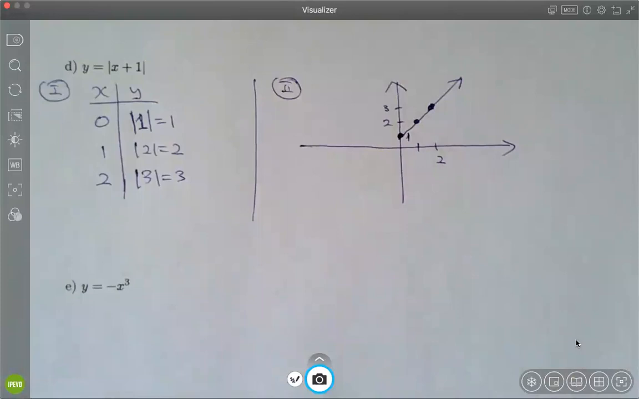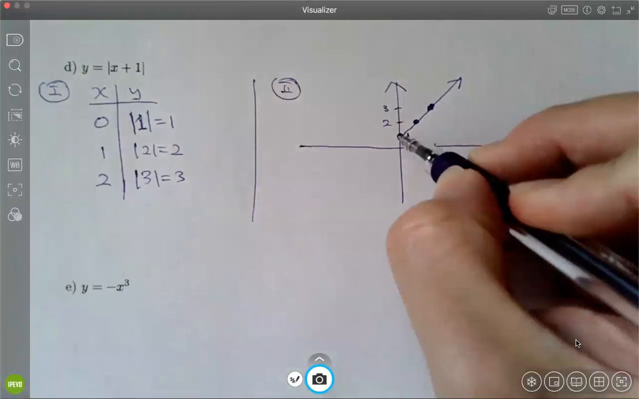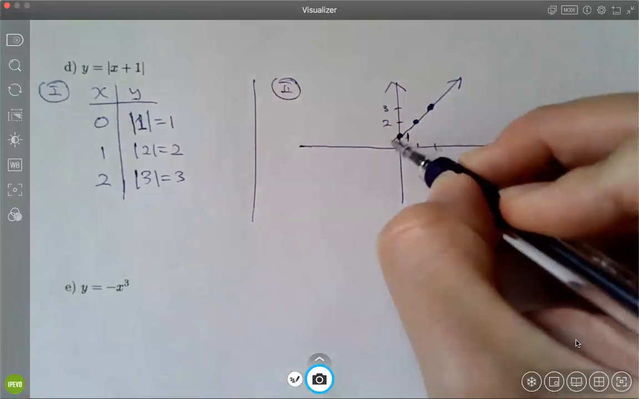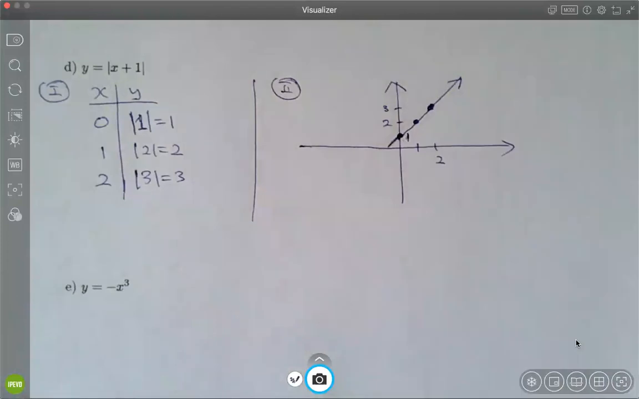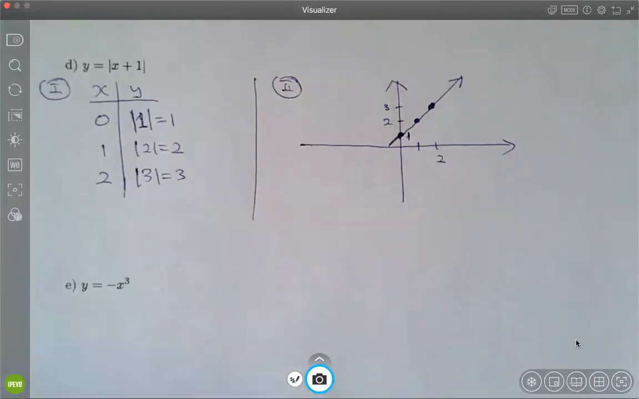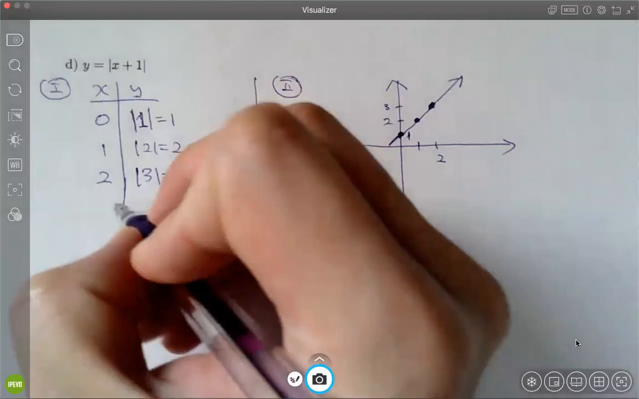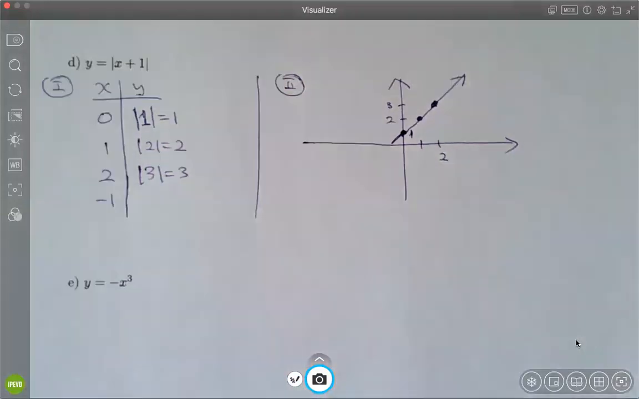Now, where is the other branch in V? So it looks like the graph has to go past this point, right? 0, 1. Okay, it looks like it, right? Now, the point is, where does the graph make a turn? Okay, so to see that, let's plug in a negative number, say -1.